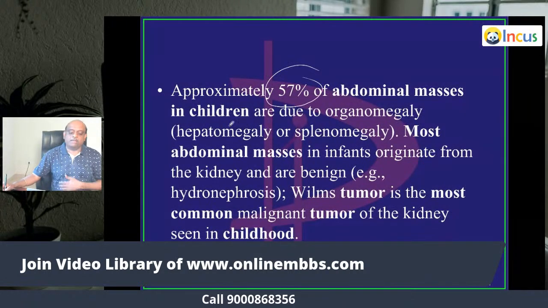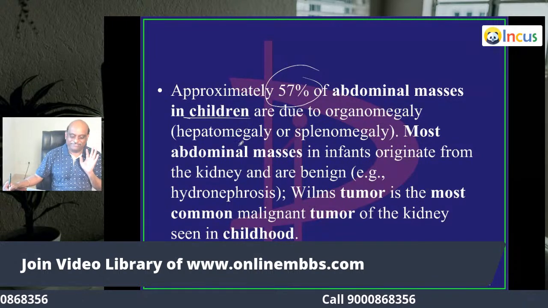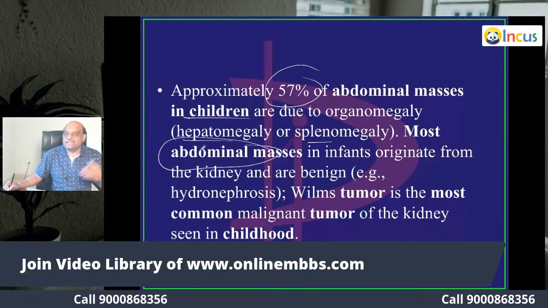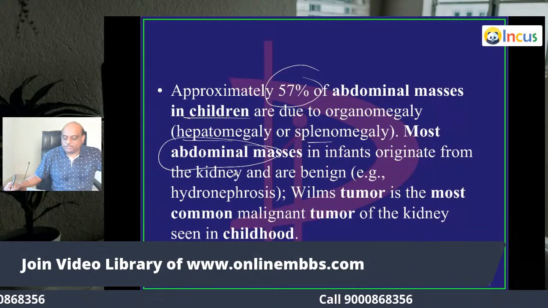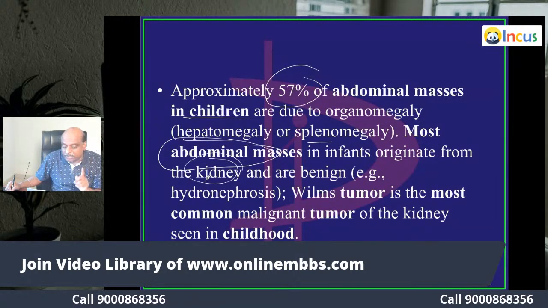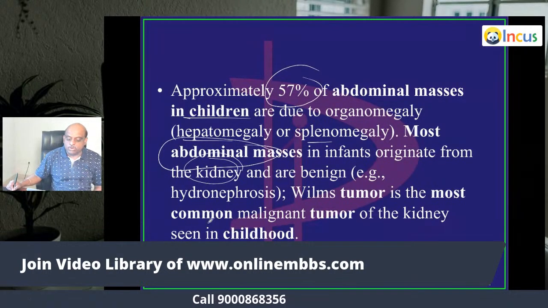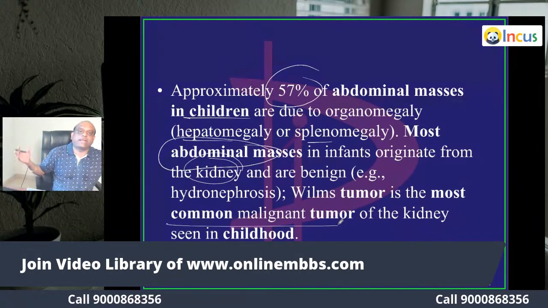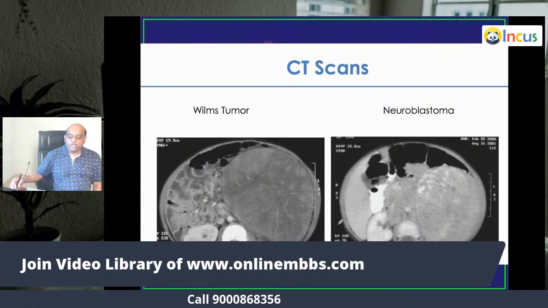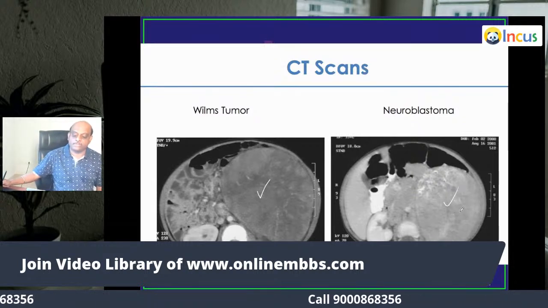57% of abdominal masses in children are due to organomegaly, basically hepatomegaly and splenomegaly. Most abdominal masses in infants and children arise from the kidney. They are benign. But Wilms tumor is the most common malignant tumor of the kidney seen in childhood, is what you need to remember. So this is how Wilms tumor looks radiologically, and this is neuroblastoma.